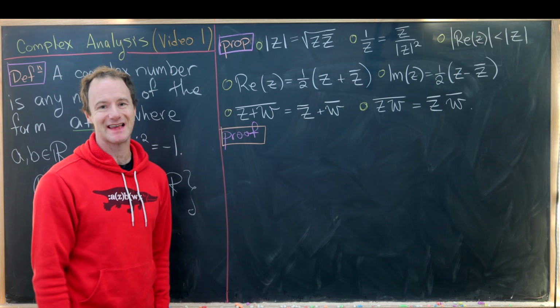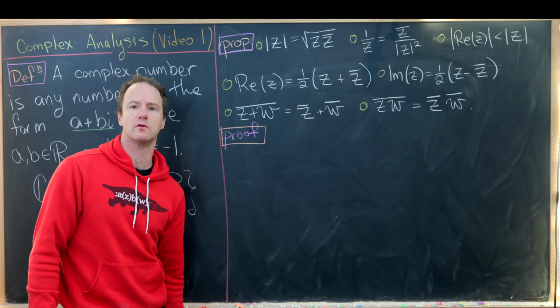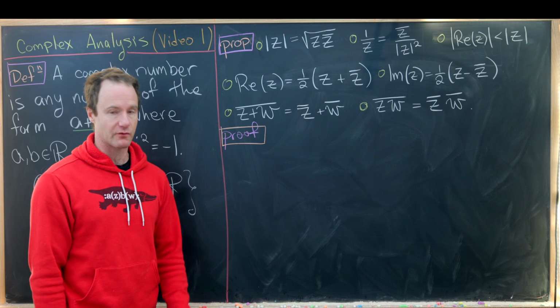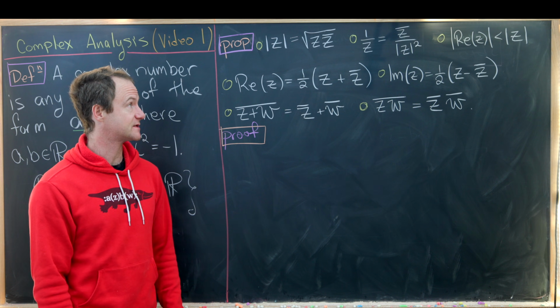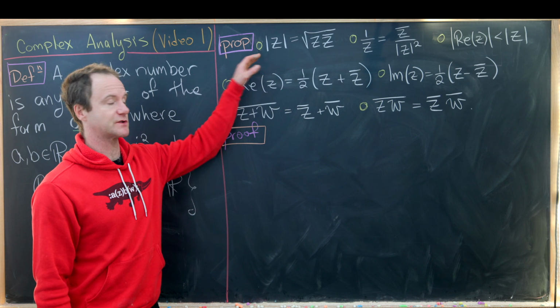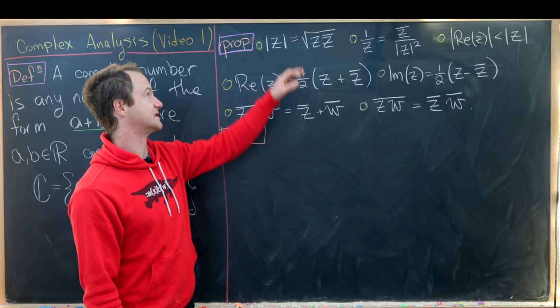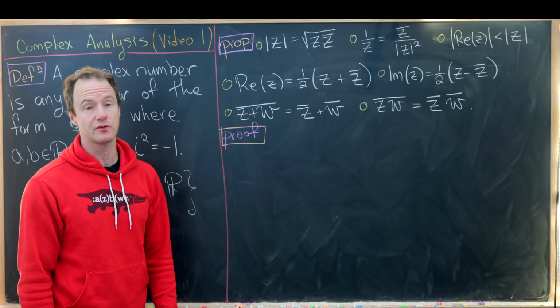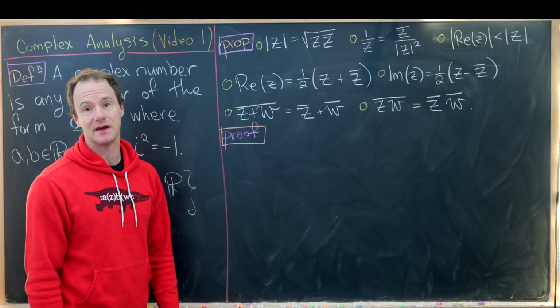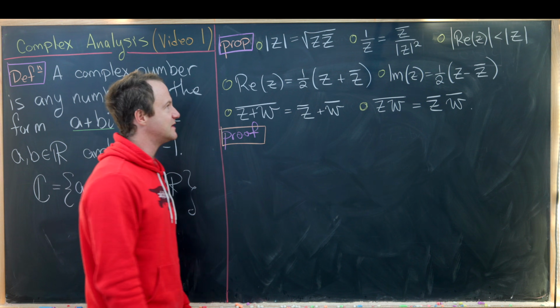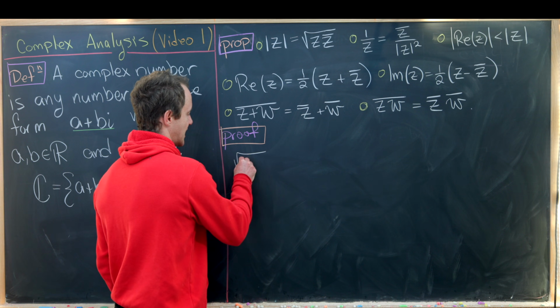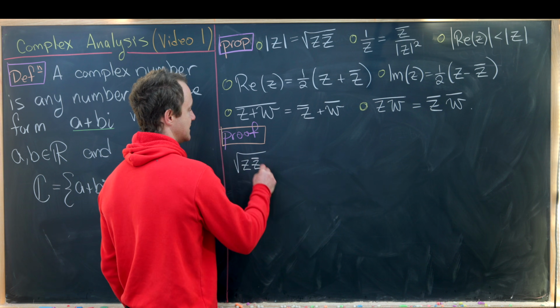So let's see, I've got 7 of these basic results on the board. I'll prove a couple of them and leave the rest of them as warm-up exercises. So let's look at this first one. It says that the modulus of z is equal to the square root of z times z bar. So let's maybe just check that. So let's check the square root of z times z bar.